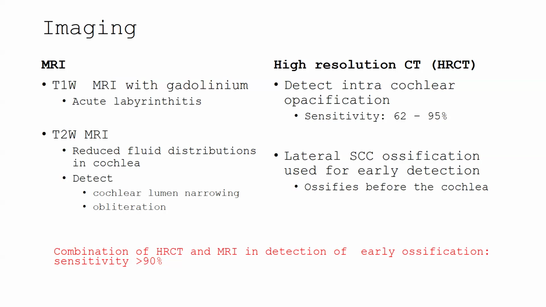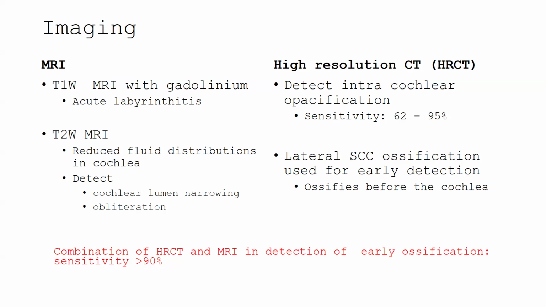On a high resolution CT scan, we can detect intracochlear opacification with a sensitivity of between 62 to 95%. Sometimes reformats are suggested around the basal turn of the cochlea or even the modiolus to try and assess the spaces better. But also as a screen on CT scan, we can use the lateral semicircular canal.